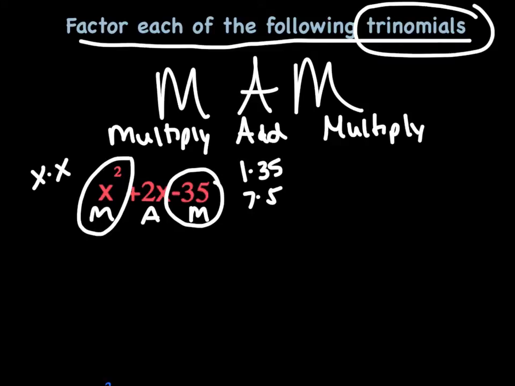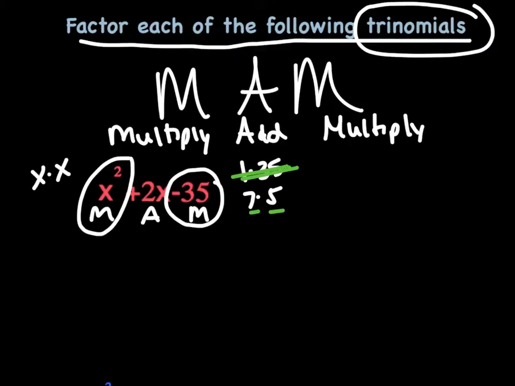Okay, so now I look at my multiplying ones, and I say, when I take these numbers and add them, I have to get a 2. Well, can a 1 and 35 ever make a 2? If you add them, you get 36, and if you subtract, you get 34. So that's out. How about a 7 and a 5? If I add them, I get 12, but if I subtract them, I get 2. Ding, ding, ding, we have a winner. I'm going to go with 7 and 5.